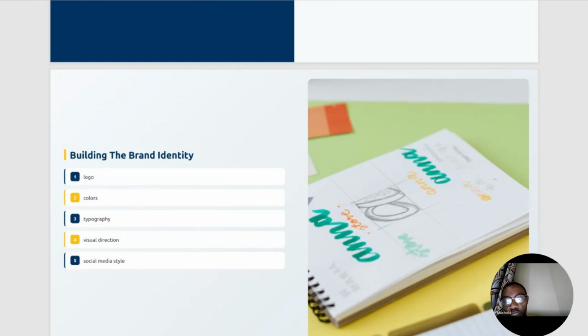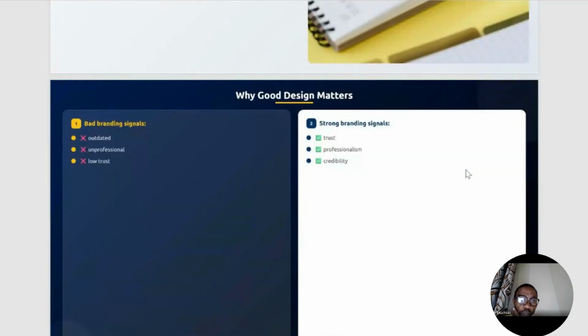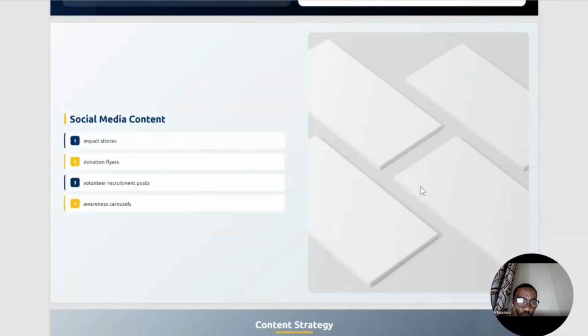So you need the logo, you need the colors, you need to understand the typography, visual direction, and their style basically. And it's not just for social media, it's even things like web design, and other designs like flyers and all that. There's even merchandise. So why does good design matter? It builds trust, it creates professionalism and credibility, and even consistency. When you're working with a large team, you want that consistency. Poor branding loses trust with people, and it just looks unprofessional. So you don't want to do that.